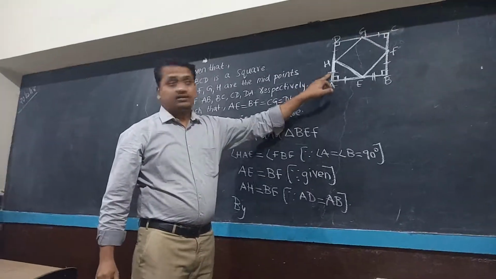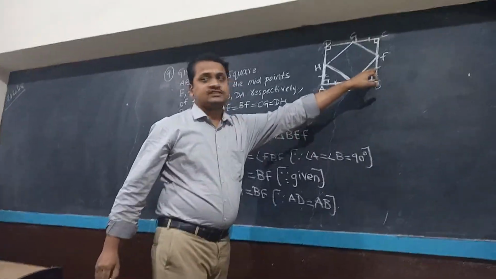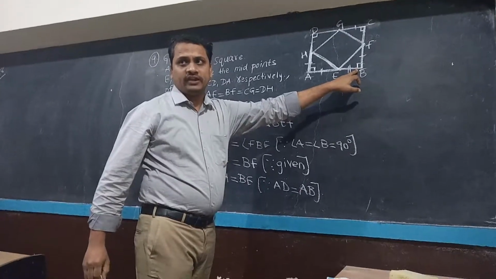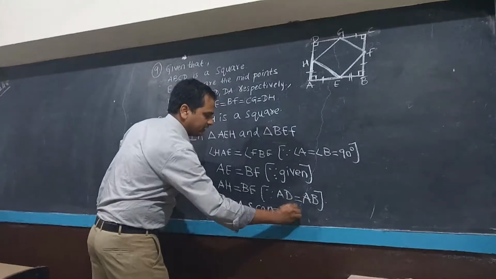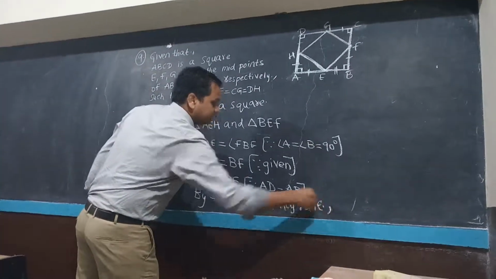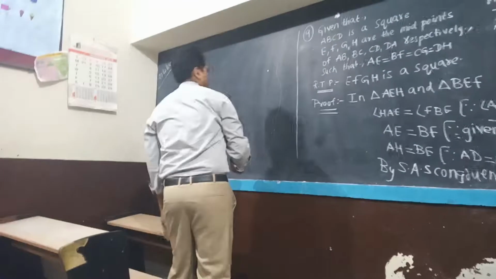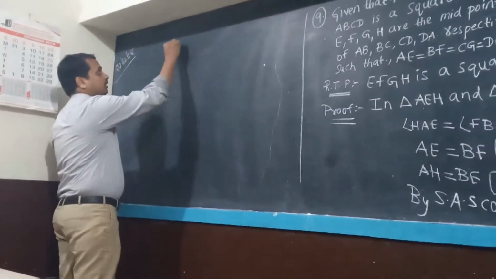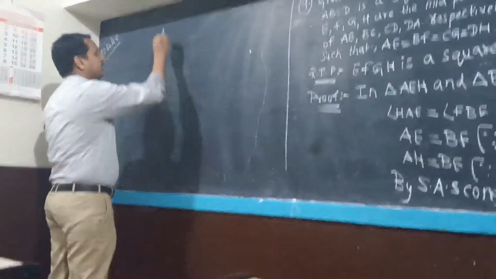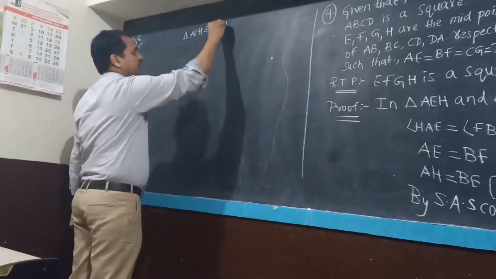So this side is equal, this side is equal, and the included angle is A; this side is equal, this side is equal, and the included angle is B. So by SAS congruency rule, triangle AEH is congruent to triangle BEF.